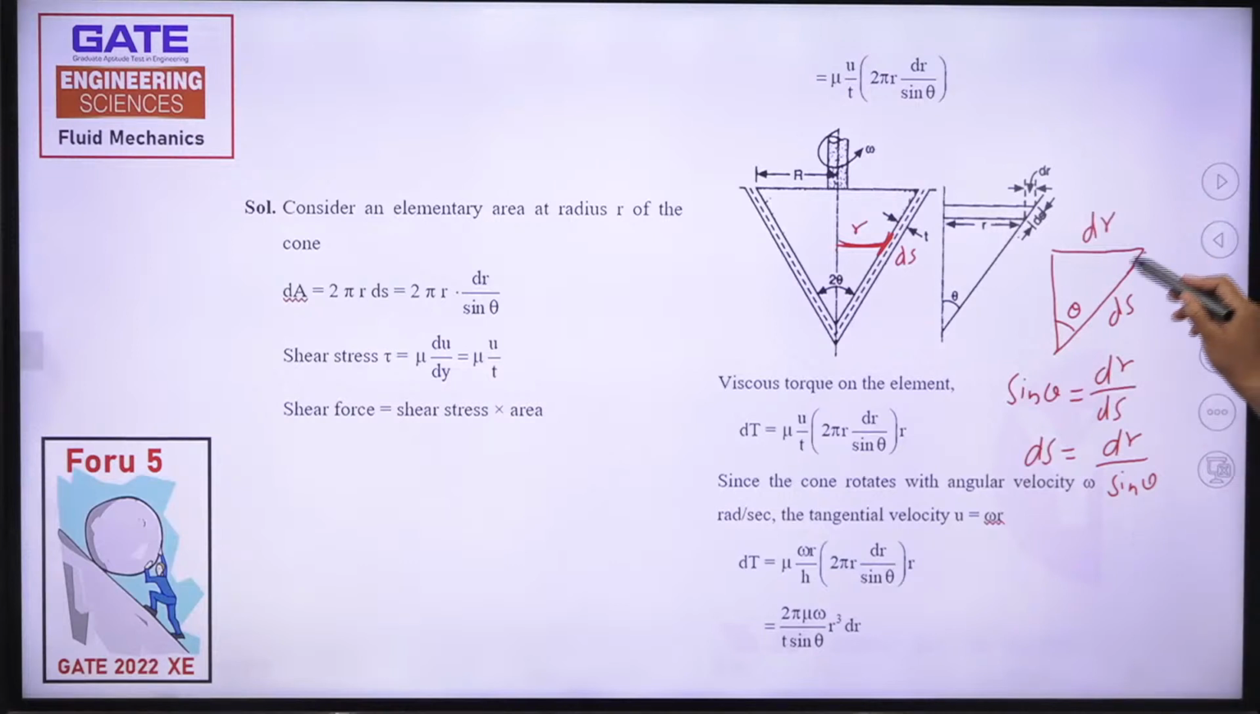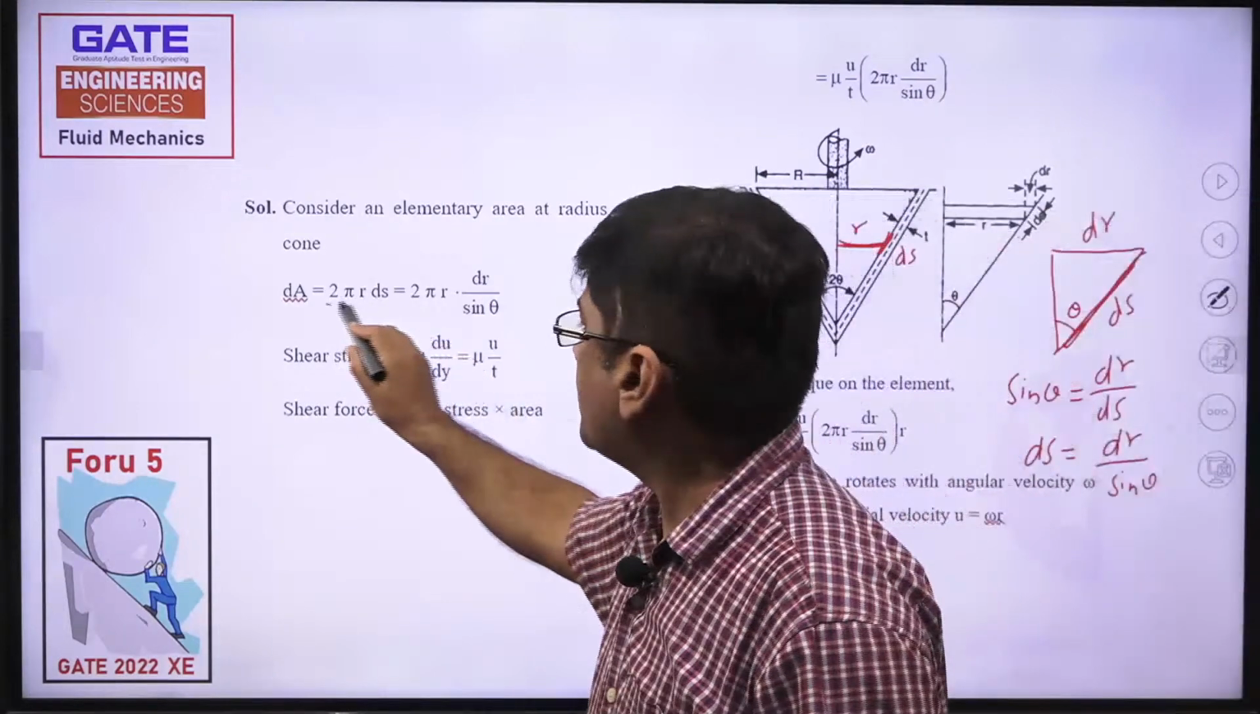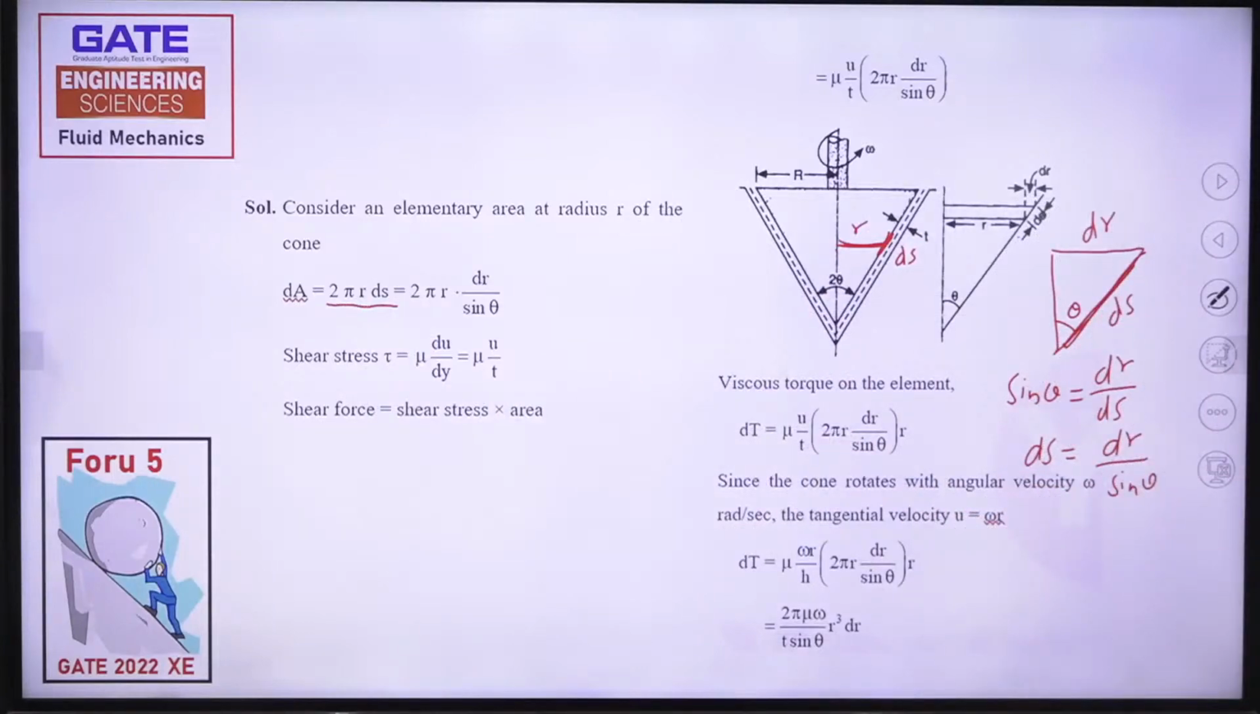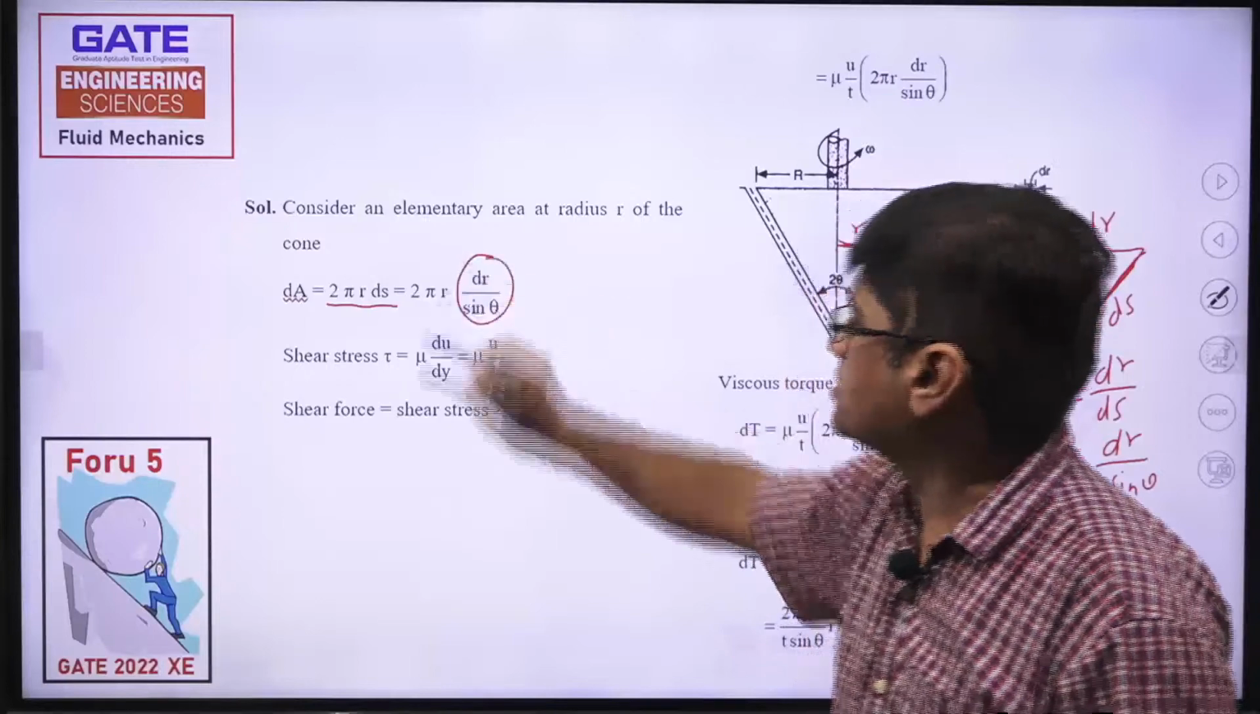And what is the area of this elemental strip? This is 2 pi r into ds. Now what we want? 2 pi r into ds is the elemental area of this strip, and then I can replace ds with dr by sine theta.